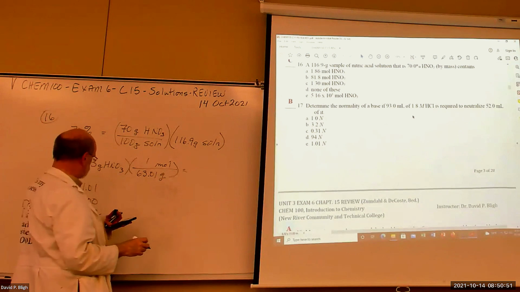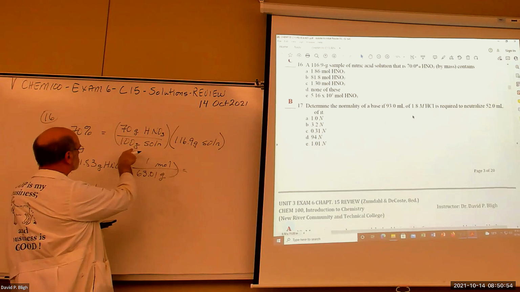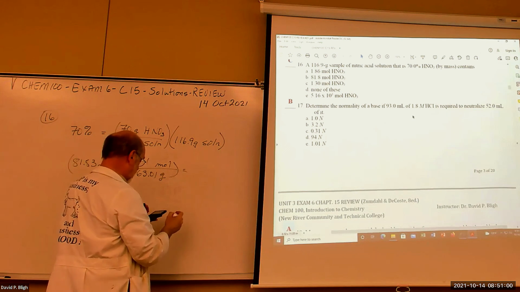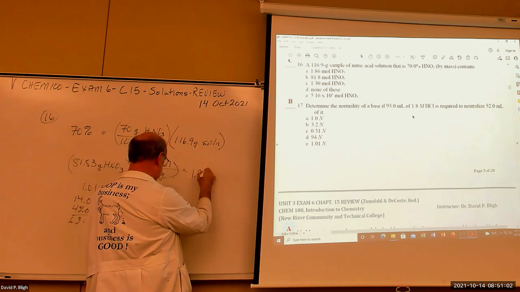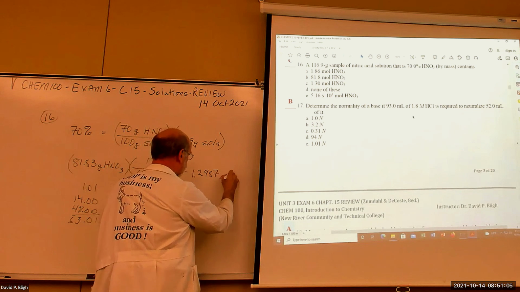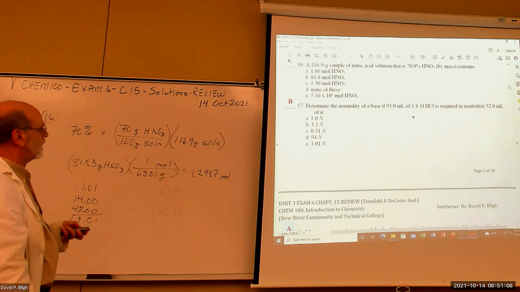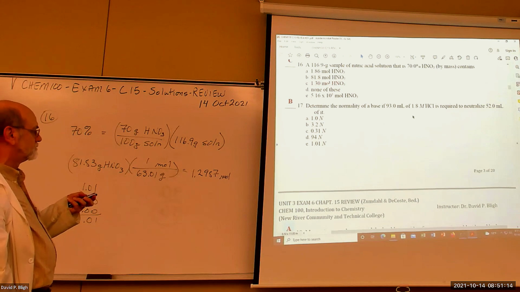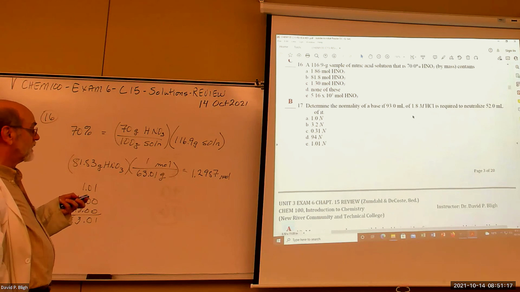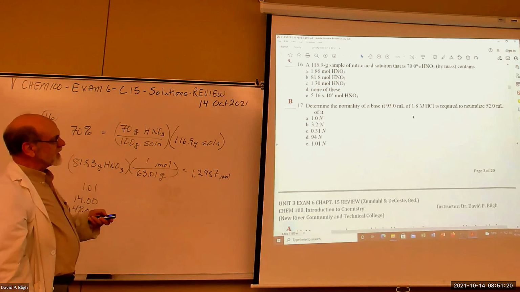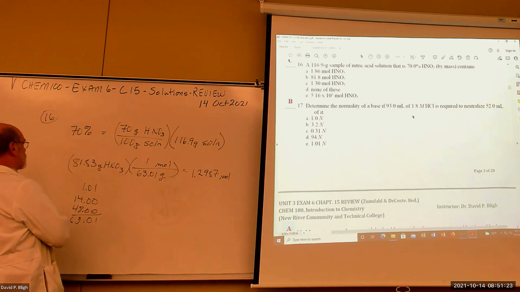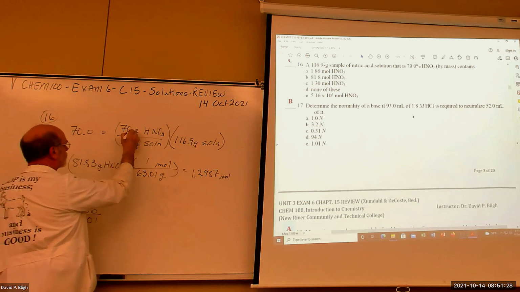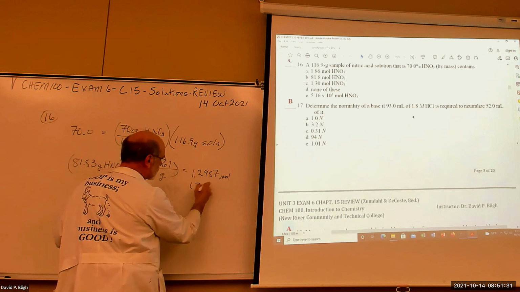is 1 point, let's see. Actually, let's see which one comes closest. I'll keep all my decimals. 1.2987 moles. Now, which one comes closest to that? 1.30 comes closest. If we say none of these, it depends. Excuse me, that was my mistake. We do have three significant figures, so 1.30 would be correct.